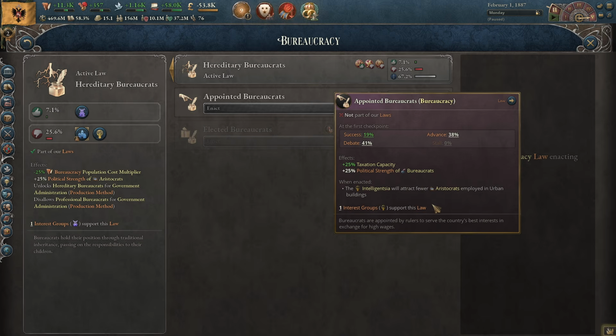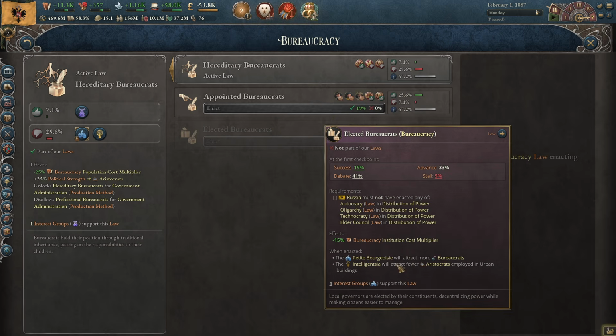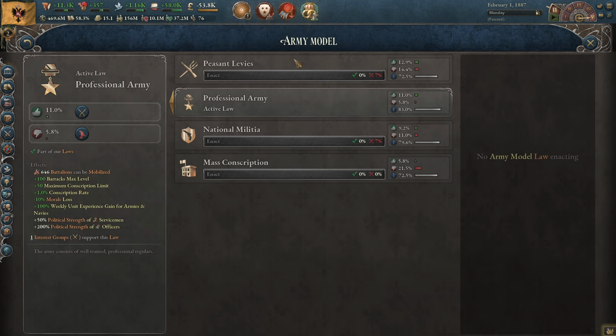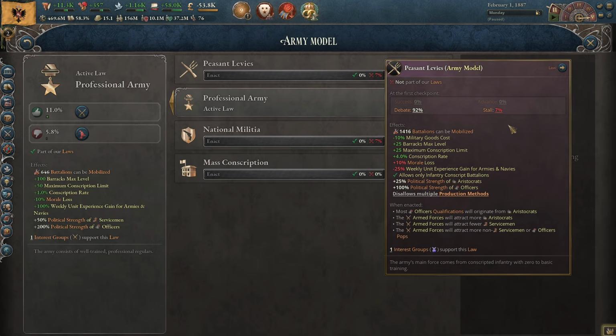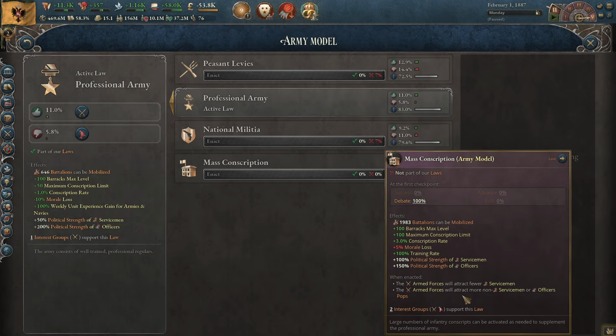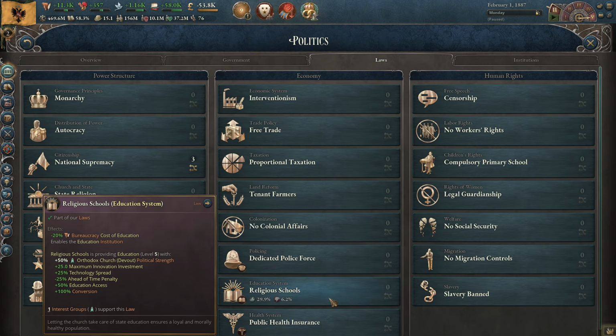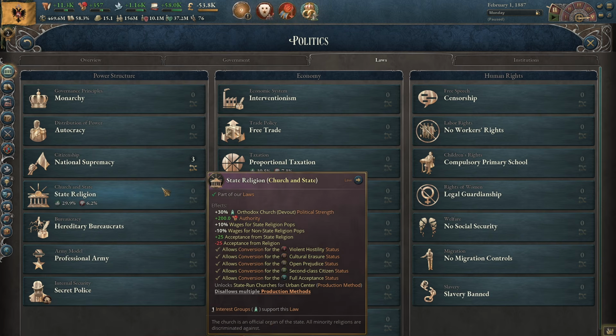The intelligentsia will attract fewer aristocrats. If you go to elected bureaucrats, the bourgeoisie will attract more bureaucrats, so on and so forth. You can see this in your army law as well, depending on who the armed forces will end up attracting. So it does matter what laws you have as well, to a certain extent. We mentioned before, religious schools is causing more attraction to the devout. State religion is causing more attraction to the devout.